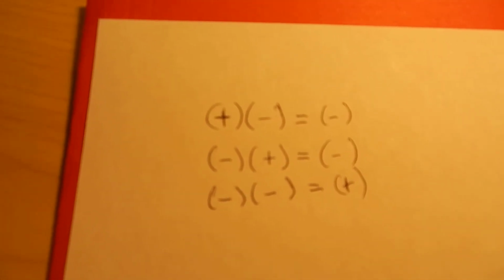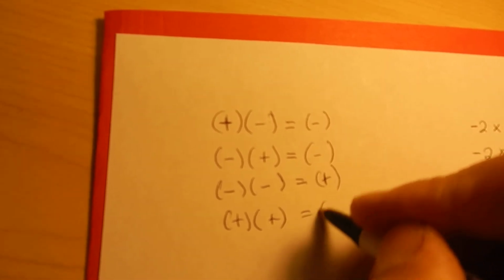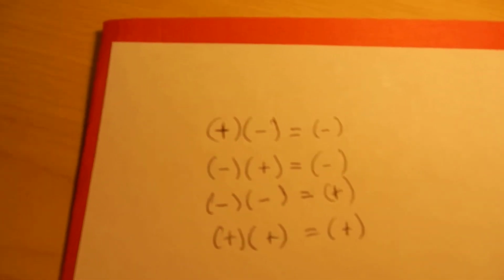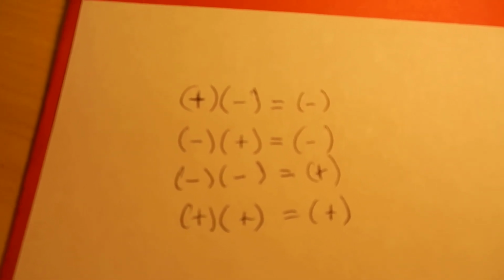So hopefully that helps you. And of course, a positive number times a positive number will give you a positive. So there are the rules for multiplying signed numbers or integers.